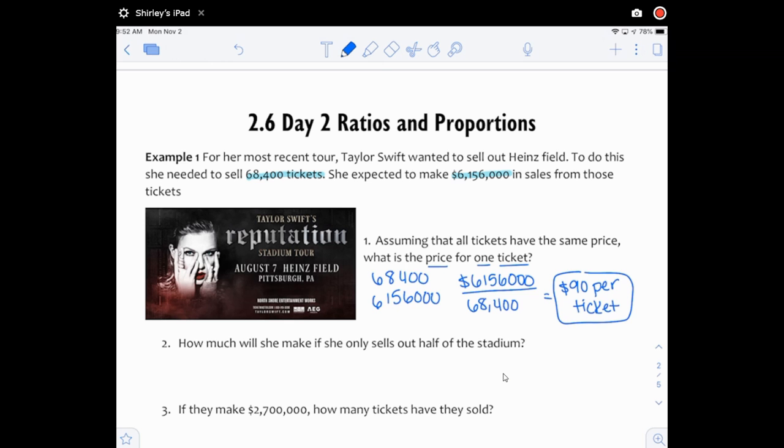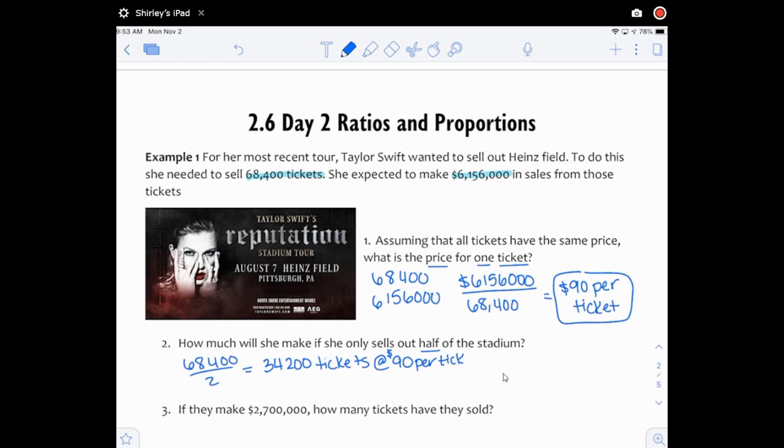How much will she make if she only sells out half of the stadium? So if I sell out half the stadium, that means I want to take my tickets, cut them in half. So if I take half of 68,400, I get 34,200 tickets. Okay, so that's how many tickets I want to sell. I need to figure out how much I'm going to make if I sell them at $90 per ticket.